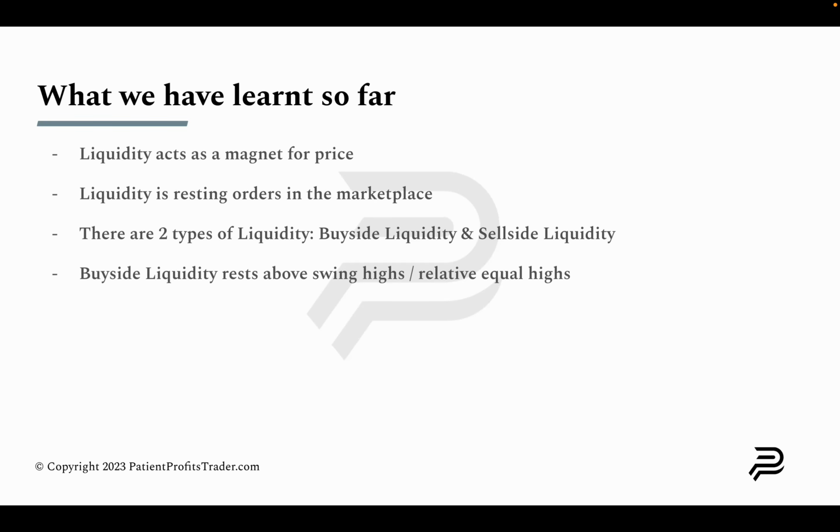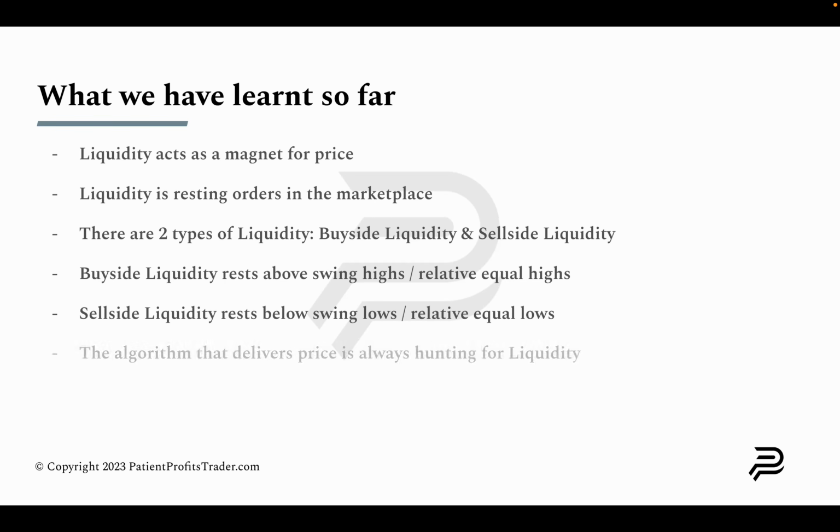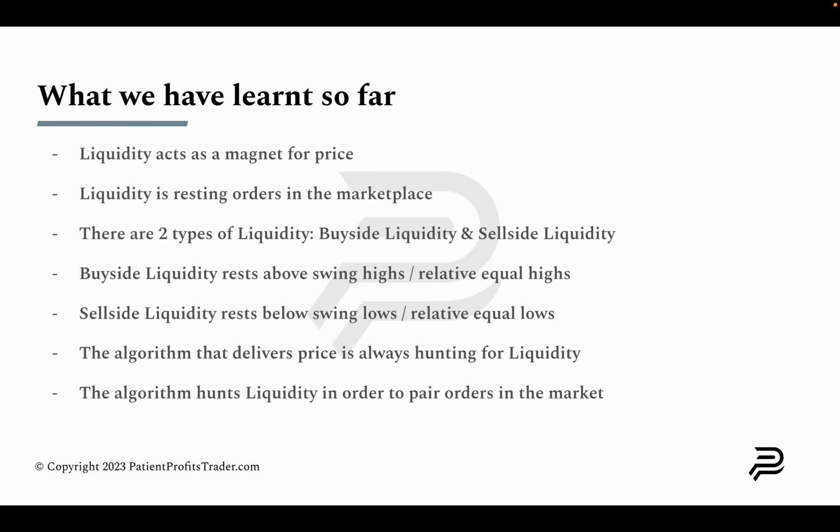Number four, buy-side liquidity rests above swing highs or relative equal highs. Sell-side liquidity rests below swing lows or relative equal lows. The algorithm that delivers price is always hunting for liquidity. The algorithm hunts liquidity in order to pair orders in the marketplace. Stop hunts are used to pair smart money orders with orders from retail traders.